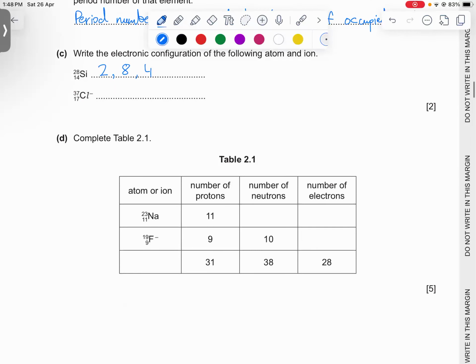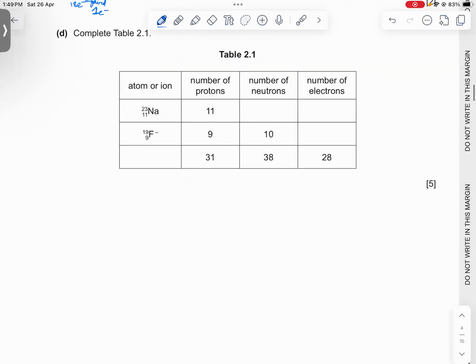Now the next, the electronic configuration of chloride. Chloride has 17 protons, but it has also gained 1 electron. So it has 18 electrons. So the electronic configuration becomes 2, 8, that is 10, and then 8 more. So this becomes 2, 8, 8. All right, I hope that makes sense. Okay, next question.